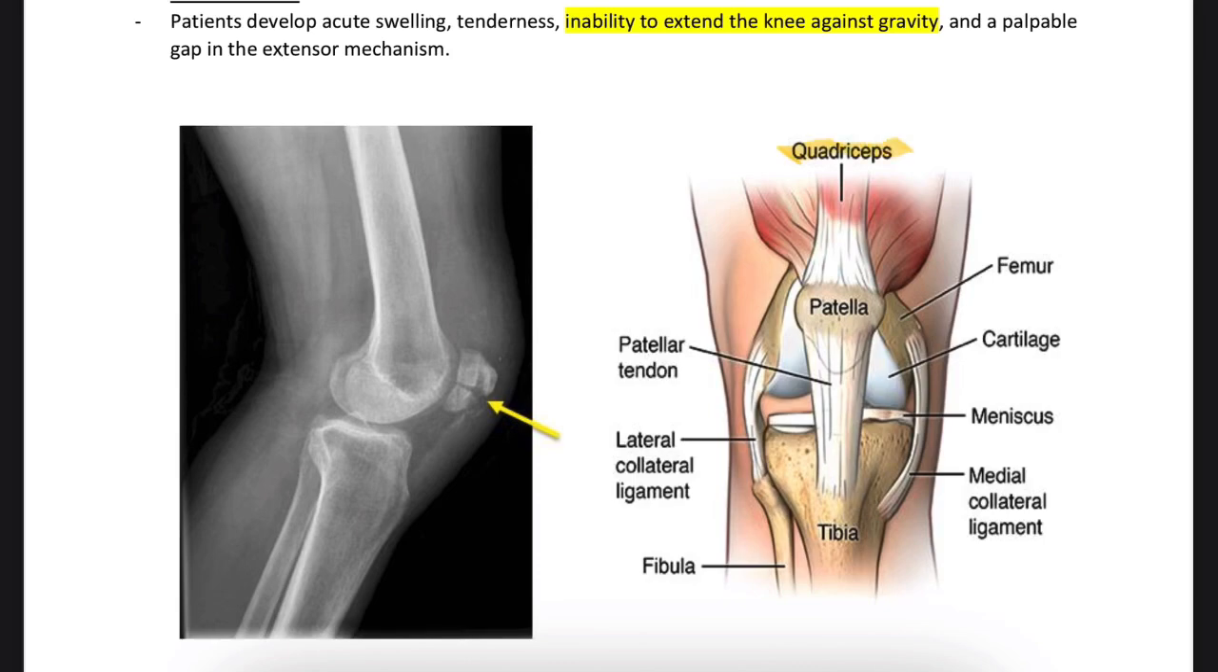The quadriceps tendon is directly attached to the patella, and then you can see here the patellar tendon. Why is this important? It improves knee extension and protects the joint. Next, what are the causes? Direct trauma, like a fall or car accident, makes people very prone to patellar fracture. Indirect trauma also, like sudden contraction of the quadriceps, for example landing hard on the feet.